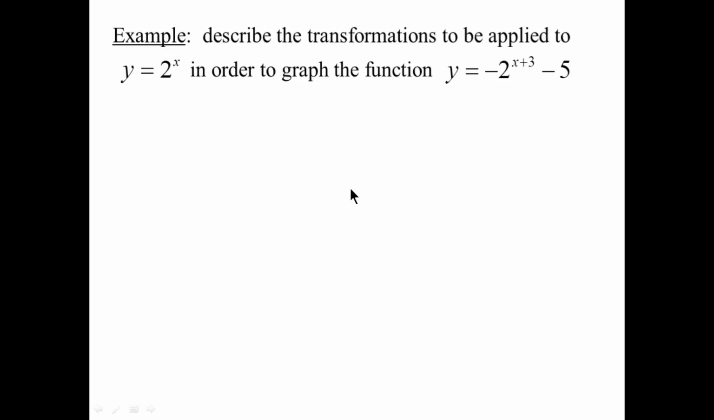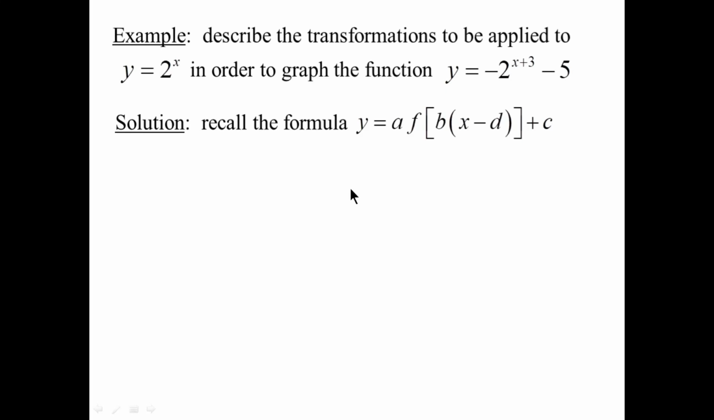Today we'll graph transformations of our most recent parent function y equals b to the x. So we'll graph transformations of y equals b to the x. Example: describe the transformations to be applied to y equals 2 to the x in order to graph a transformed function y equals negative 2 to the x plus 3 subtract 5.